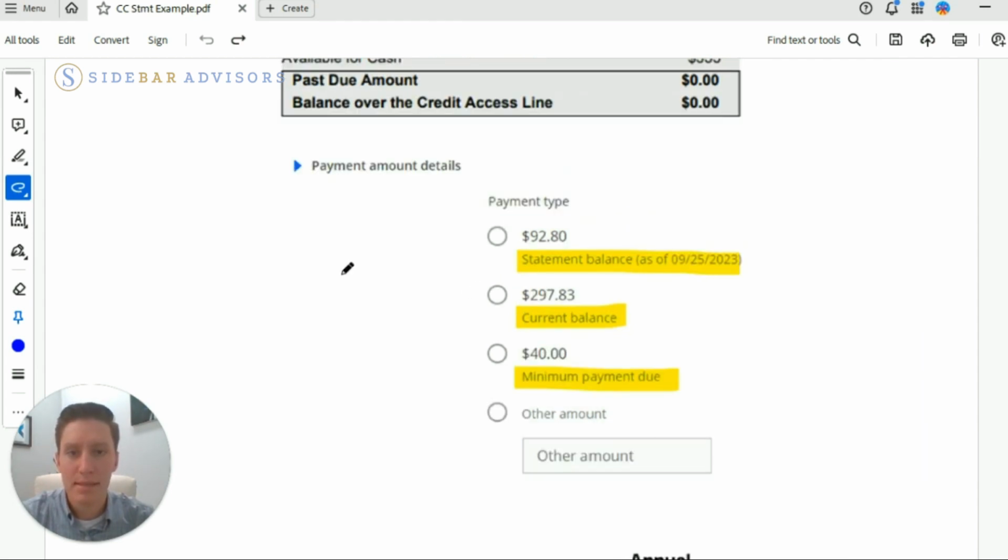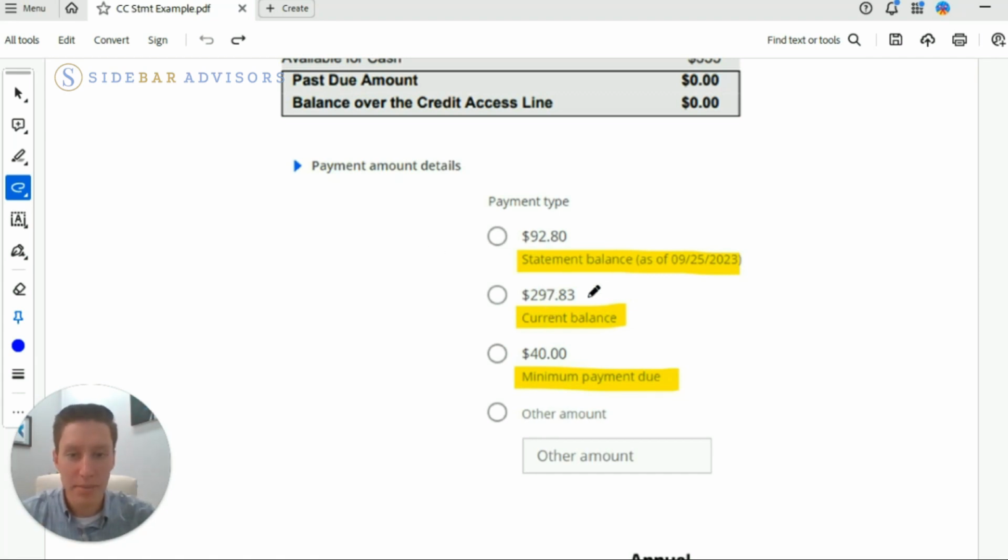So when I go to make my payment today, October 26th, the statement balance is listed as $92.80. So what I would need to pay to avoid paying interest on this is the $92.80. I'm paying last month's statement balance today, and my current balance is much higher than 92. But to avoid paying interest again, you just want to make sure to pay off the statement balance.